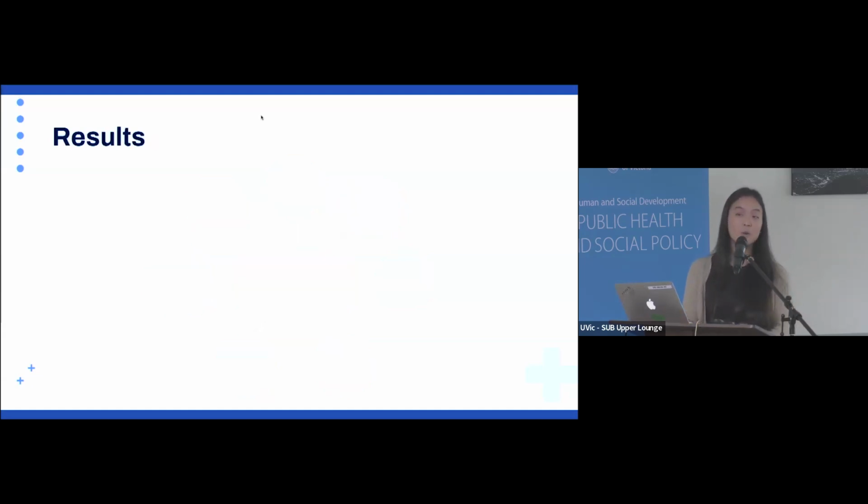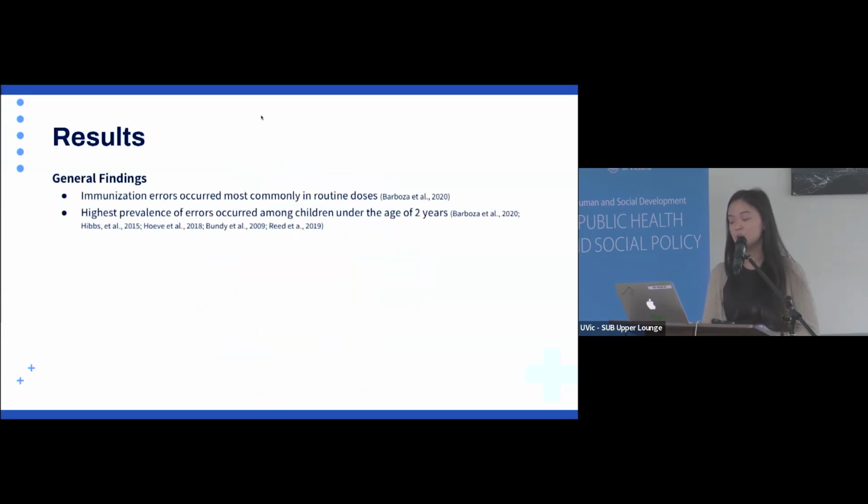All right, so going through the results, or the general findings of the literature, it was found that immunization errors were not common occurrences. However, of the errors that occurred, they were found to occur the most in routine doses. Immunization errors occurred in every age group, with the highest prevalence among children under the age of 2, which is likely due to the very complex schedule that is recommended within that age group.